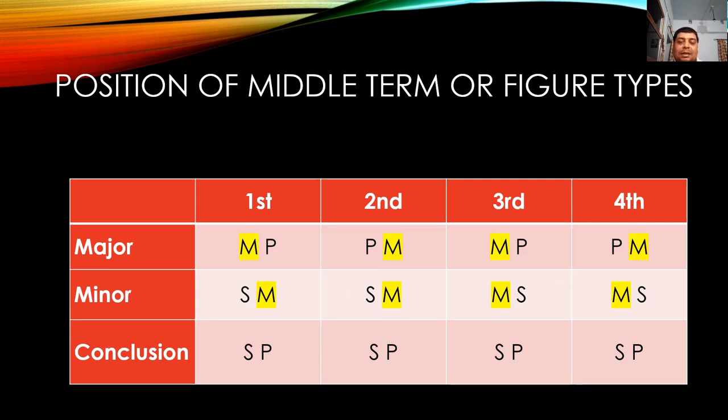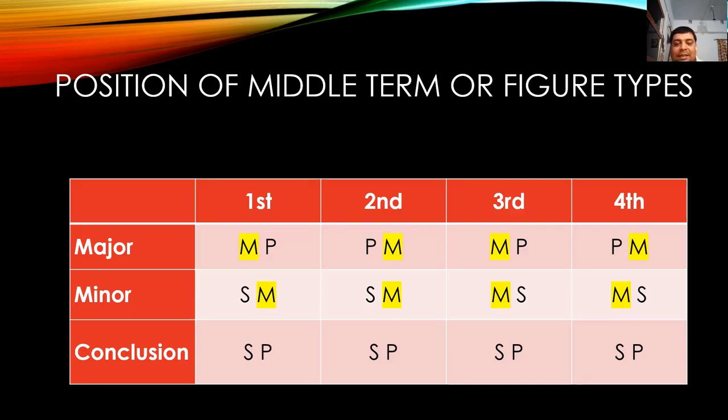Now I will deal with the position of the middle term, or how many types of figures there are. Now I am representing the combination. There are three statements: major premise, minor premise, and conclusion. The middle term always appears in the major and minor premise. On the basis of its position, it depends what the types of figure are. The first figure is when the middle term is before the predicate in the major premise, and after the subject in the minor premise. That is the first condition.